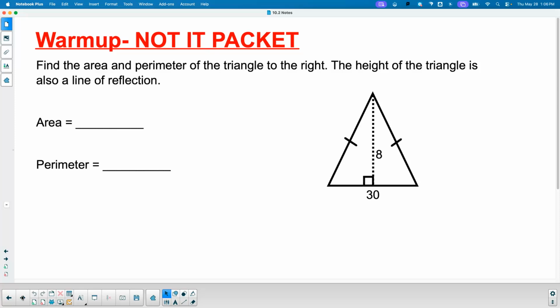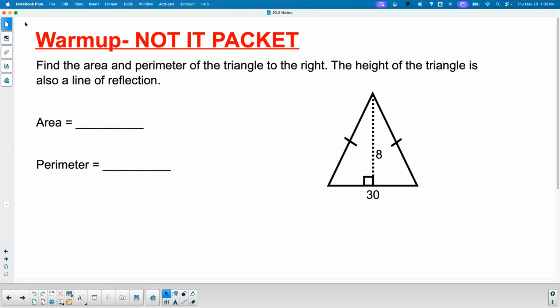Okay? So I want you to find me the area and the perimeter of that triangle. Okay? Go for it. Area and perimeter of that triangle. Might need a little space. Second sentence is kind of a big hint, right? Height of the triangle is also a line of reflection.